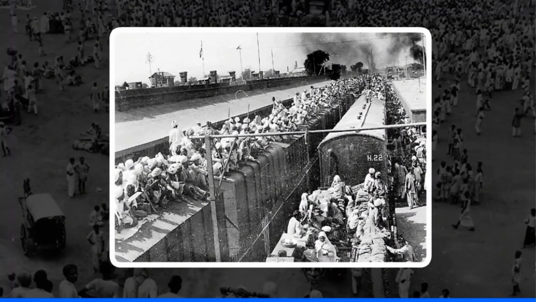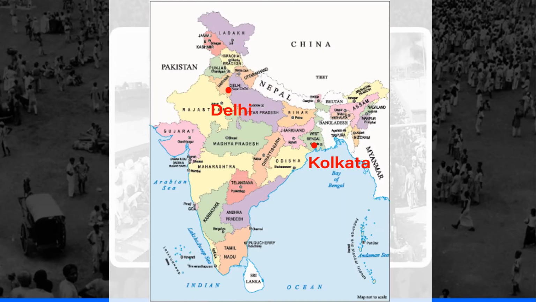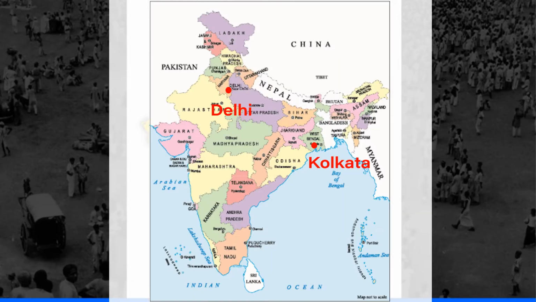Unification of Bengal. The government was compelled to rescind the partition and Bengal was again unified in 1911. It was seen as a setback and embarrassment for the government. The capital of India was shifted from Calcutta, now known as Kolkata, to Delhi.